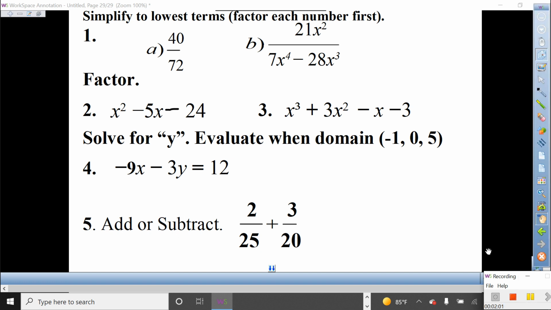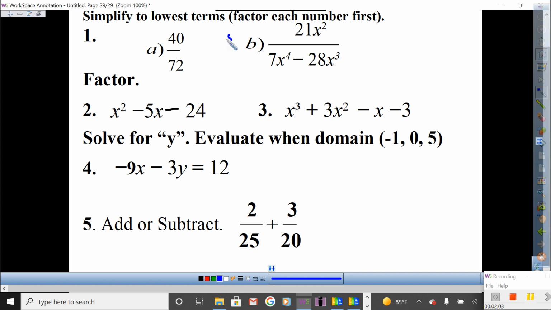Alright, just for the sake of time, what did you get for number 1? Andrew. 5 nines? Yes? Okay. And of course, to get there, you should have gotten 8 times 5 and 8 times 9. Right, the GCF, because now we can factor out a 1, and that leaves us with 5 nines. Okay. Number 1B.